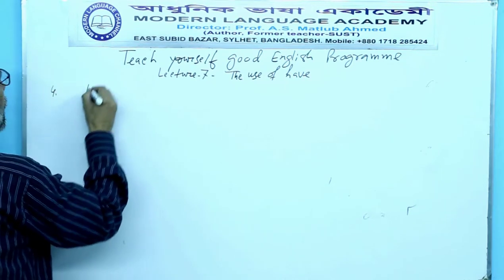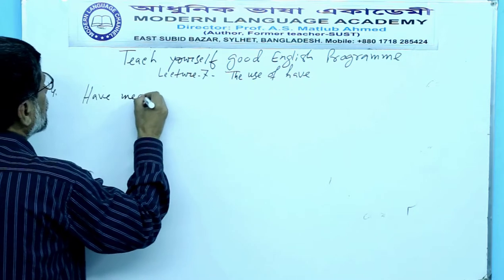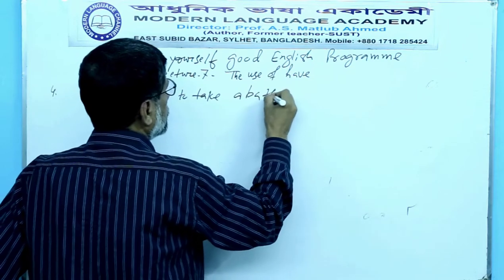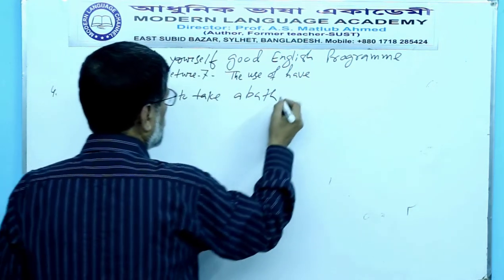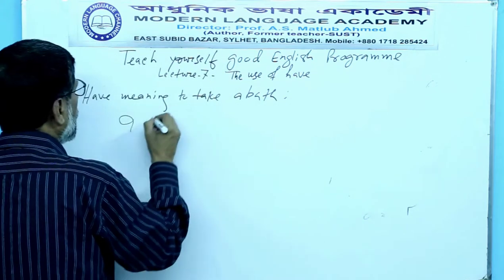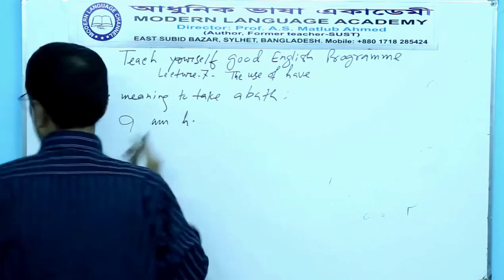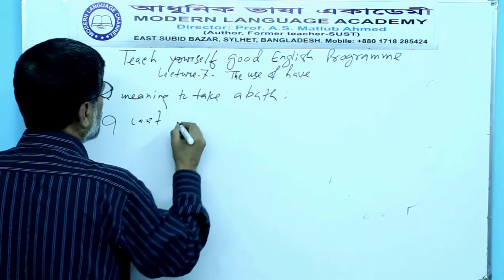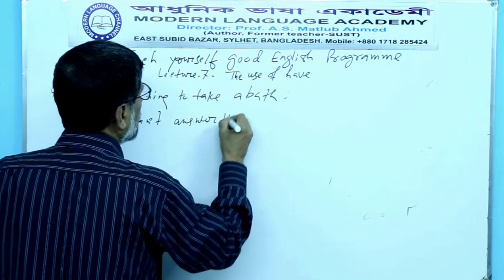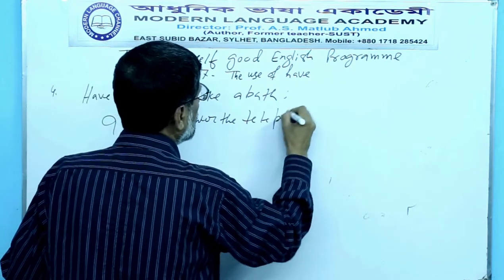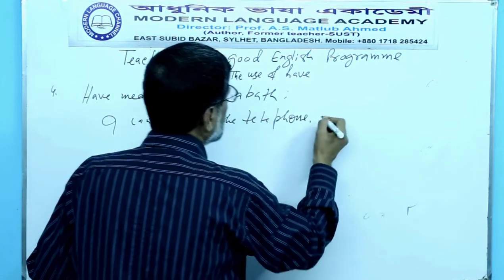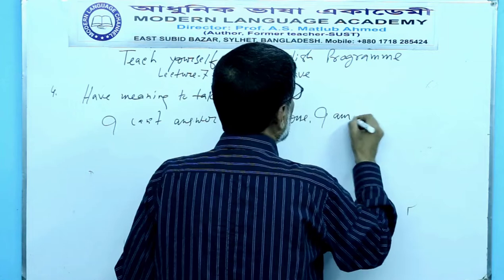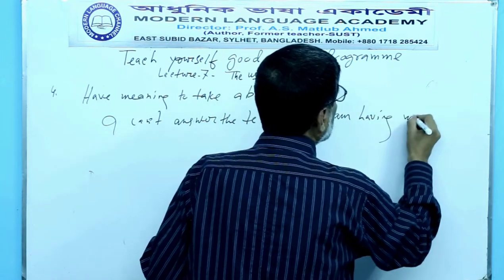Number four, the principal verb have meaning to take a bath. Have you heard that? Snan kara. Have meaning to take a bath. For example, I can't answer, A-N-S-W-E-R, answer the telephone. I can't answer the telephone. I am having my bath.